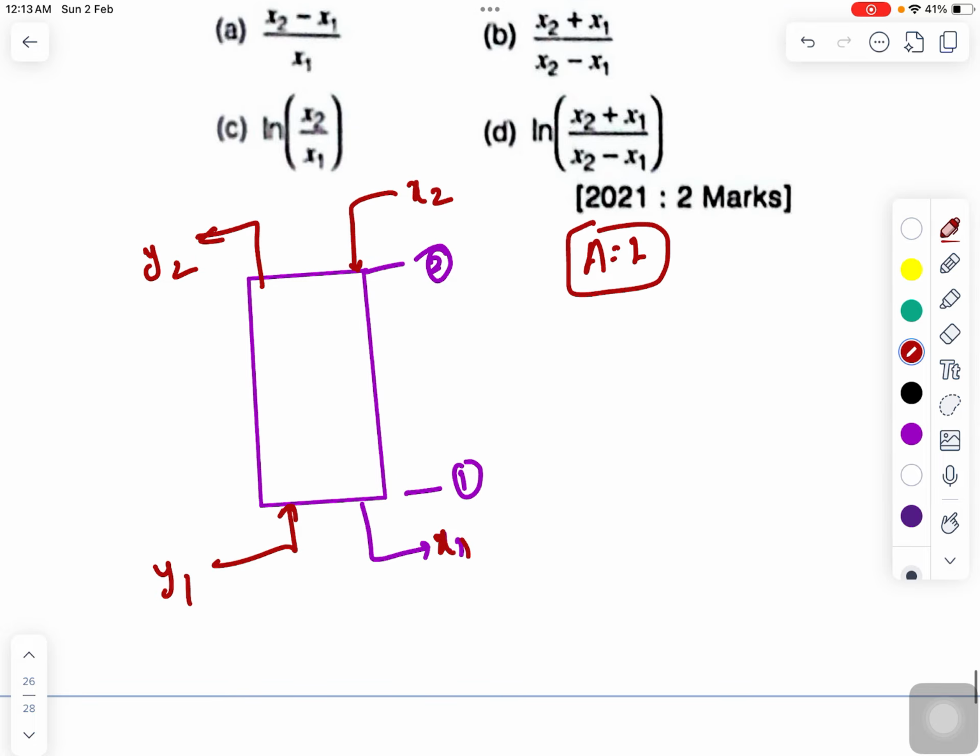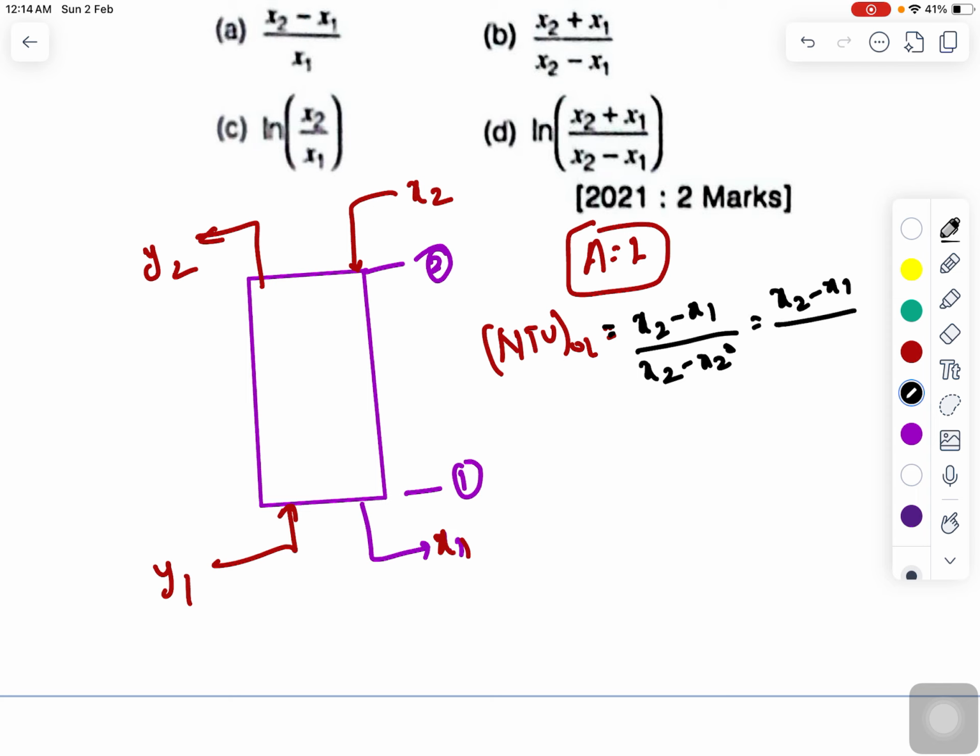So what is the NTU-OL? In the previous, last-to-last question, you would have seen that if the absorption factor is equal to 1, then you can write the NTU-OL formula as x2 minus x1 divided by x2 minus x2 star, or that is equal to x2 minus x1 divided by x1 minus x1 star. Is that clear?